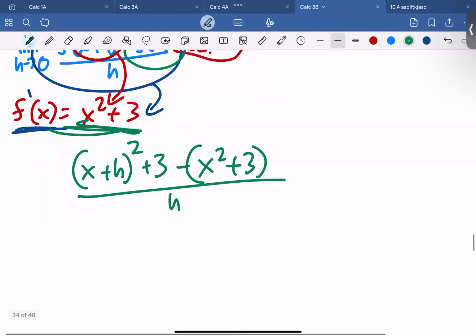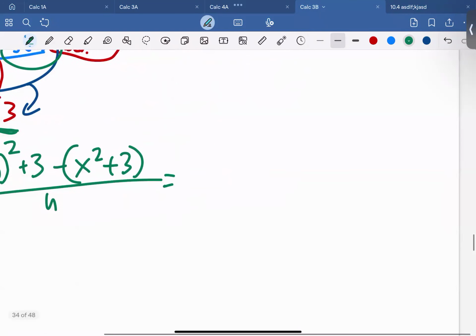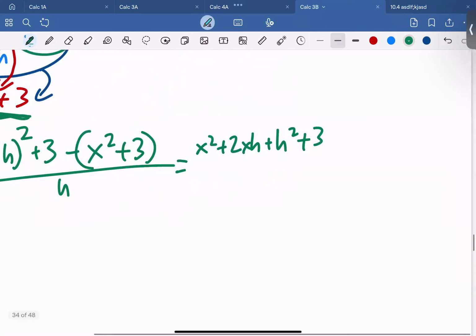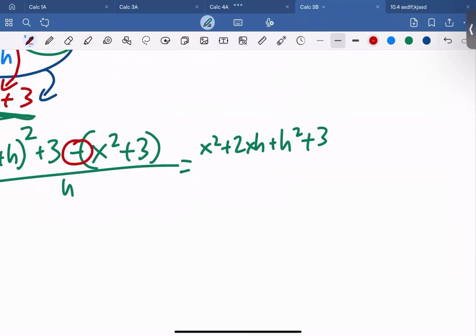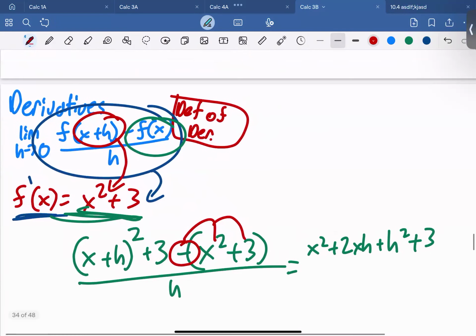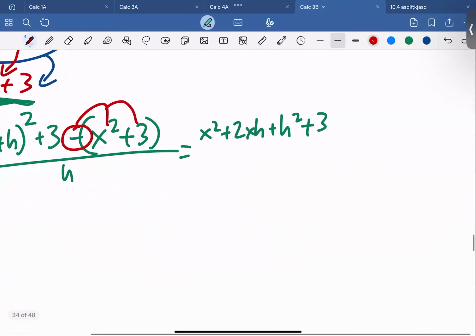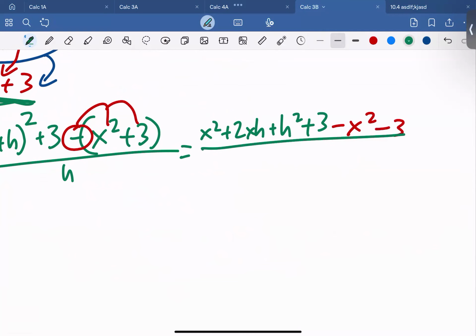Now that we have this, we can start whittling it down. I'm going to FOIL out the x plus h. That would be x squared plus 2xh plus h squared plus 3. And then the tricky thing here is that this minus f of x that we see in the definition will always distribute, right? So it would be minus x squared minus 3. Don't get caught up by that. And then all over h.